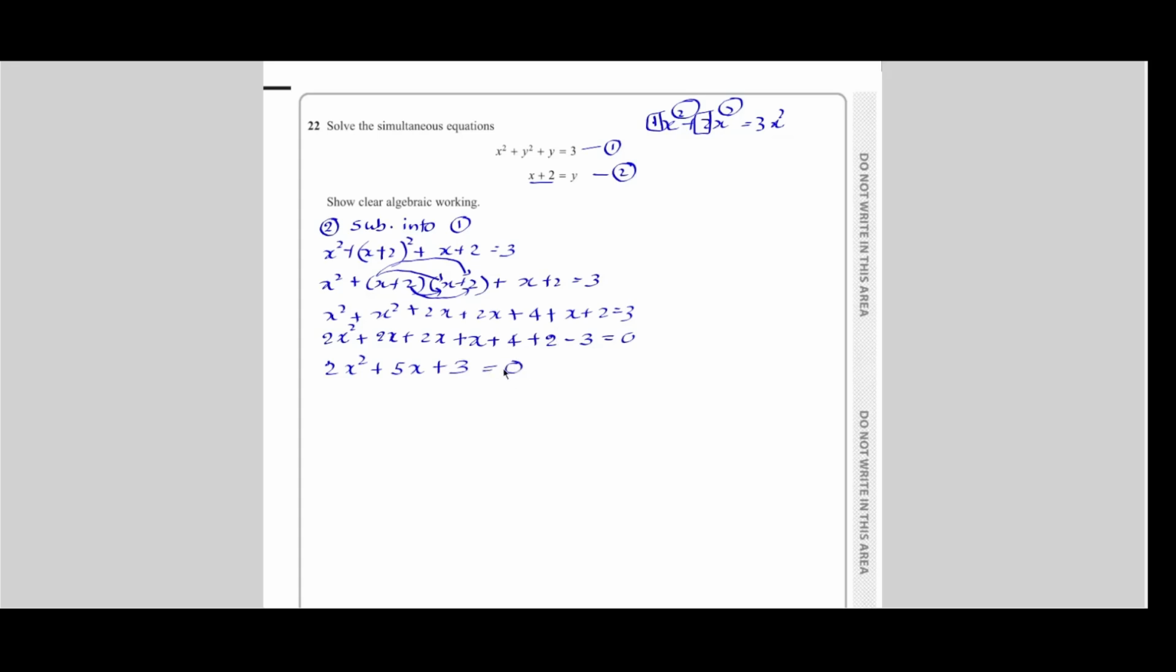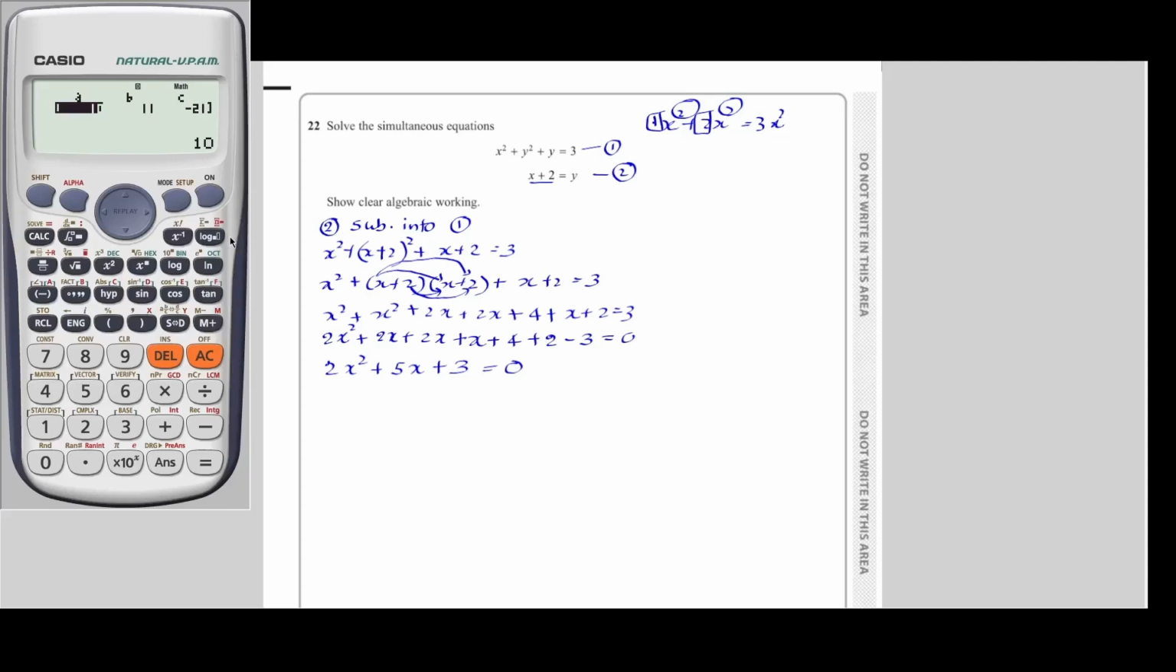Equals 0. So I've got a quadratic equation. Now you can use the calculator to factorize it. So I'm getting the calculator to factorize it. You know that format, mode 5 3. Those who can't remember the format, mode 5 3. This is the quadratic format. Then a equals 2, b equals plus 5, c equals 3.